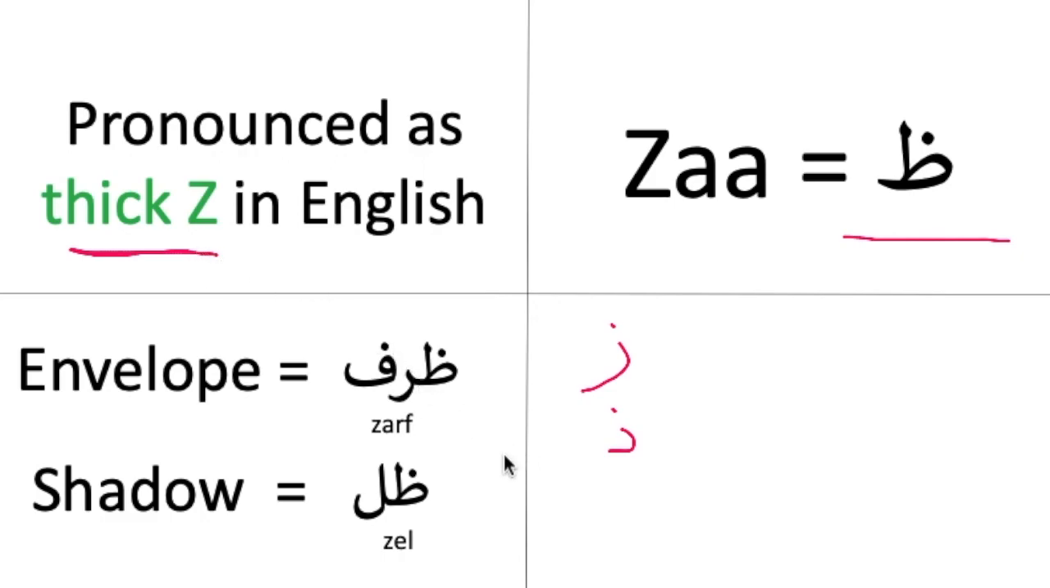And you will know the difference in the words. The first word is zarf. Zarf means envelope. Za, re, fe. And zil. Zil means shadow. Za, lam.